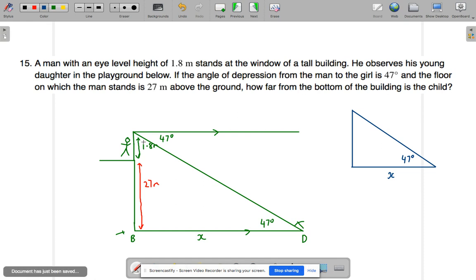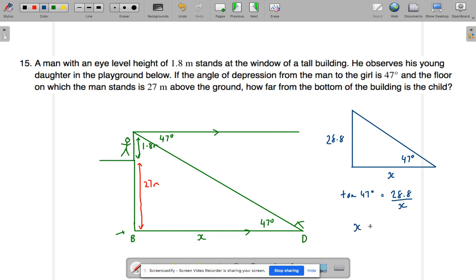If we add those together, we get 28.8. Remember, it's the distance from the ground to the bottom of the floor, and then the extra 1.8 up to the eye line of the person looking. So that's going to be 28.8. So once again, this looks like a tan question because we've got opposite and adjacent. All right, so tan 47 equals 28.8 over X. Swap places there.